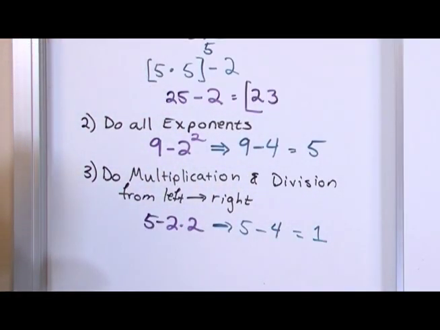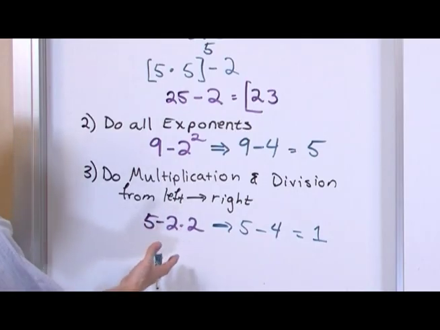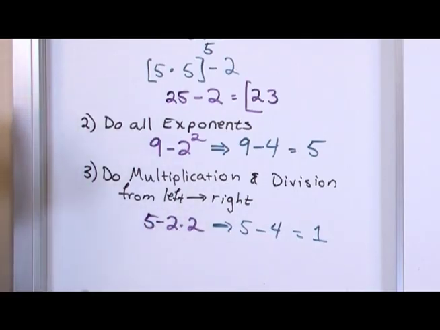If you did it the other way, 5 minus 2 is 3, and 3 times 2 is 6. It's completely the wrong answer. So there's really no shade of gray here. You can't mix and match the order. You must do them in this order. And if you don't, you're just going to get the wrong answer. Okay, so you're going to do multiplication and division.